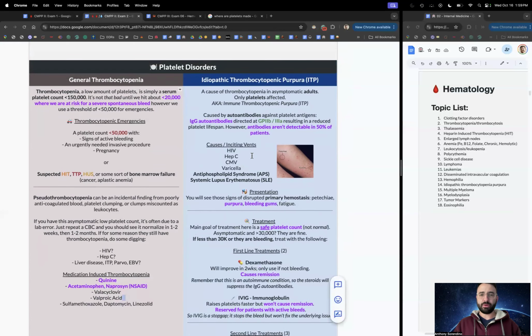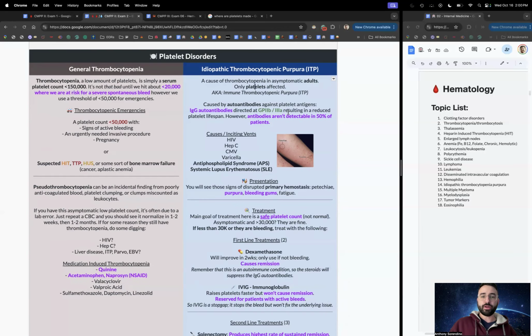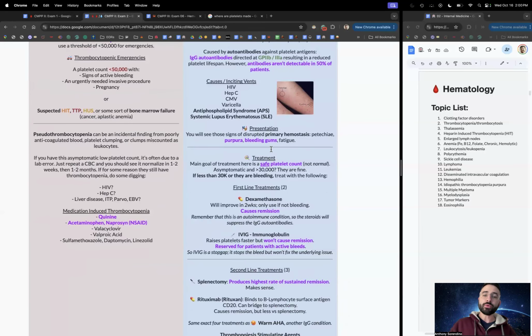NSAIDs, I don't really care about that too much. ITP, however, has multiple names. So idiopathic thrombocytopenic purpura, also immune thrombocytopenic purpura, whatever. I think it's purpura. So this is more of an autoantibody thing. And you always think about this when you think about treatment for something and you see a steroid like dexamethasone.